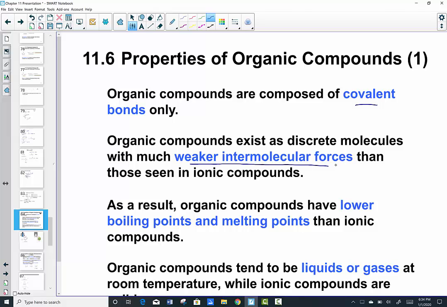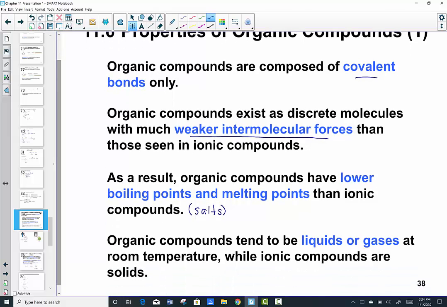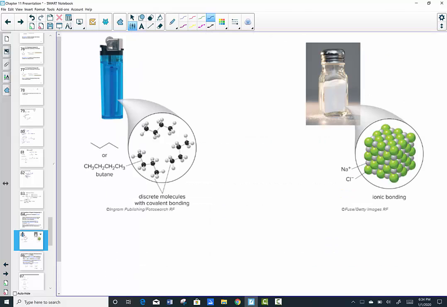So as a result, organic compounds typically have lower boiling points and melting points than ionic compounds. Remember, ionic compounds are commonly called salts, and we see those as solids at room temperature, whereas organic compounds tend to be liquids and gases at room temperature. When we compare physical qualities of ionic compounds, think of table salt as an example, a solid compound with a repeating crystalline structure.